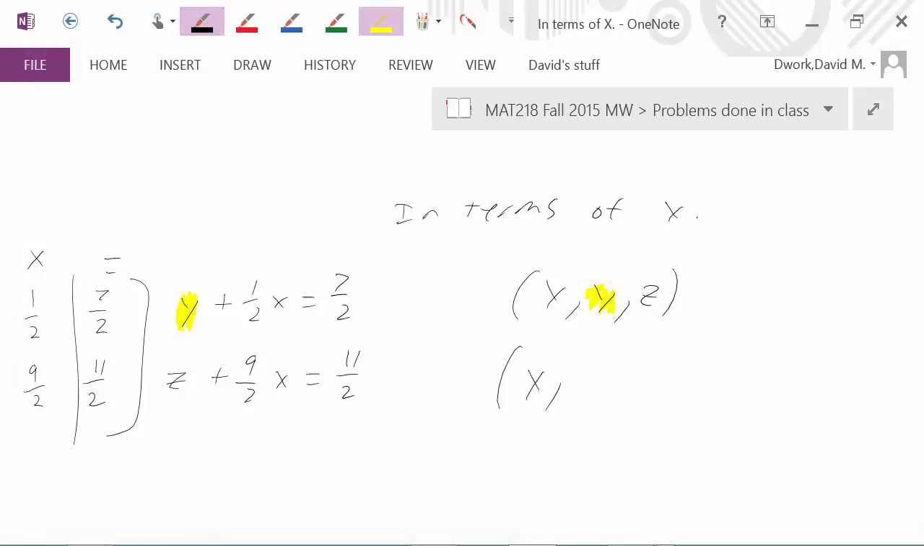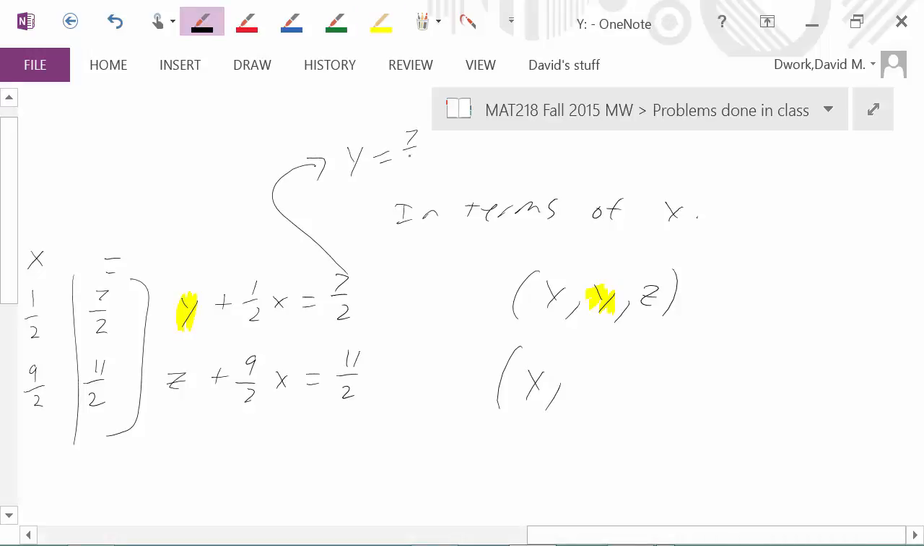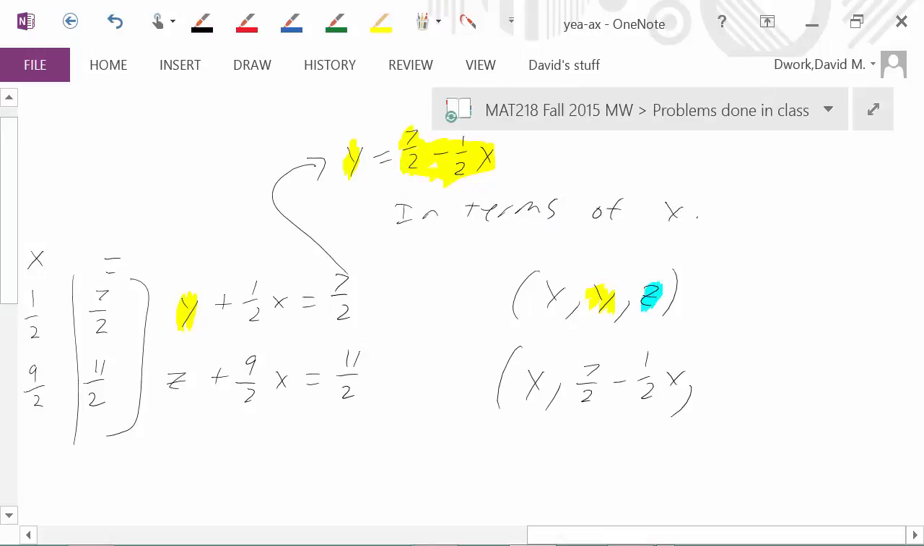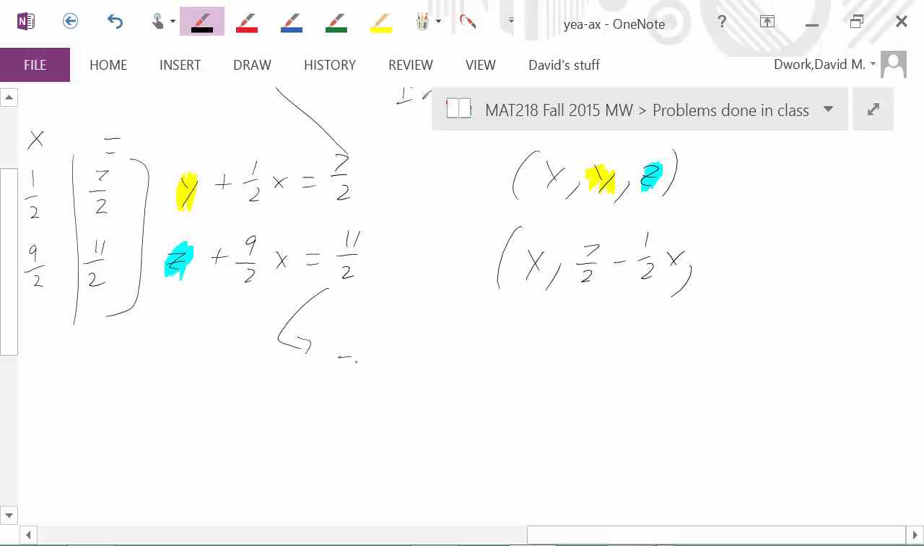So what we're going to do is go ahead and solve this equation for y. I'll do it right over here. So that gives me y equals 7/2 minus 1/2 x. So now everywhere I have a y, I can replace it with that. So I'm going to fill that in for my answer. It'd be 7/2 minus 1/2 x, comma. Now I need to do my z. I'm not allowed to have z's. I have to have x's. So I solve this equation for z down here, and you'll see we get z equals 11 halves minus 9 halves x.